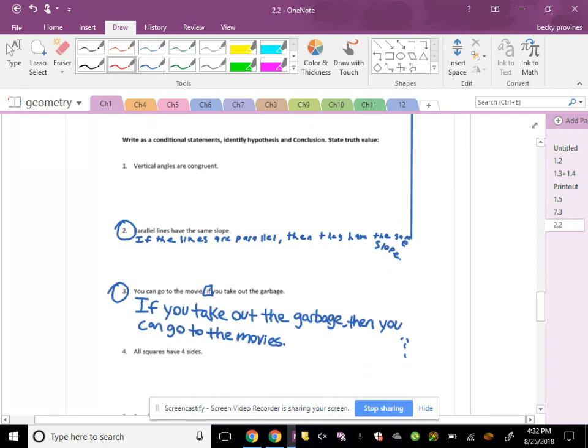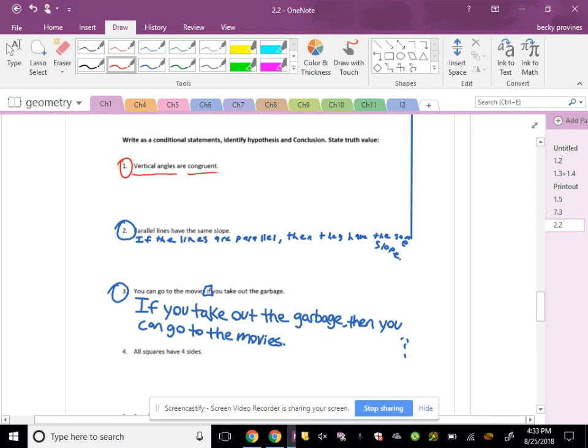Write a conditional statement. Identify the hypothesis and conclusion and state your truth value. So we're doing the same thing here, just I don't have all the pretty lines and everything for you. So let's do the first one that I didn't previously have completed. It's not conditional statement form because it doesn't start with if. So can I say if the angles are congruent? No, I can't. Guys, I got to use all the information. I have to say if the angles are vertical, then they are congruent.